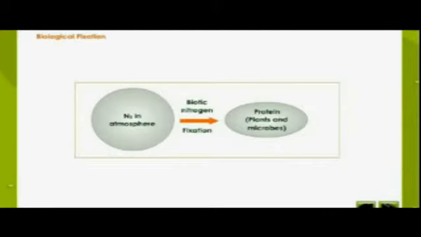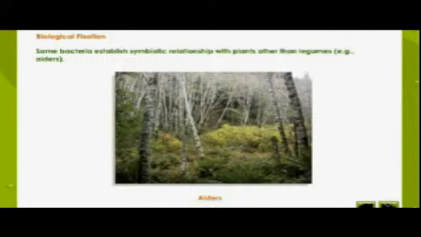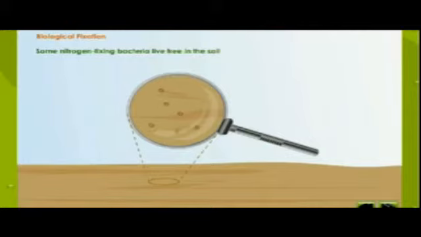Biological fixation. The ability to fix nitrogen is found only in certain bacteria. Some live in a symbiotic relationship with plants of the legume family, for example, soybeans and alfalfa. Some establish symbiotic relationships with plants other than legumes, for example, alders. Some nitrogen-fixing bacteria live free in the soil.